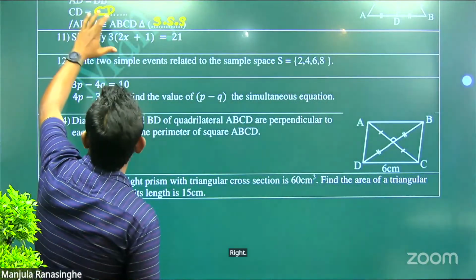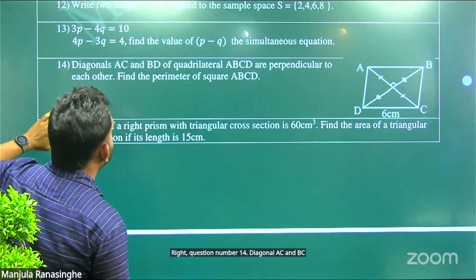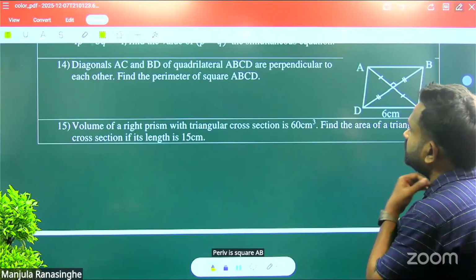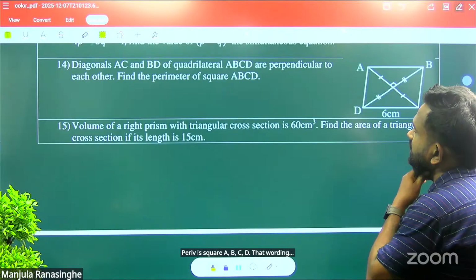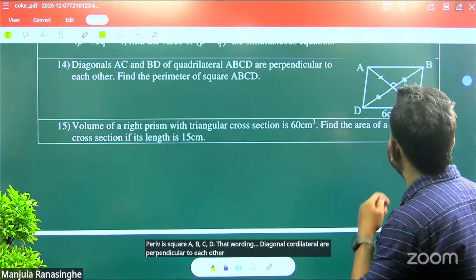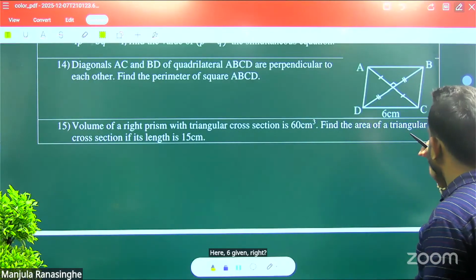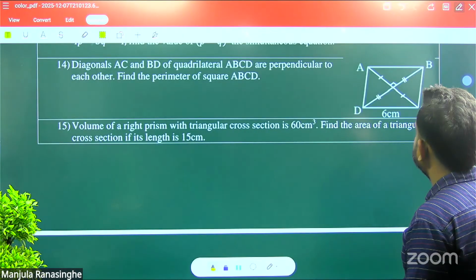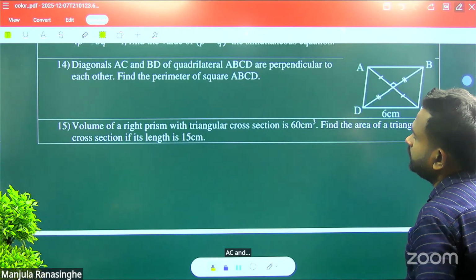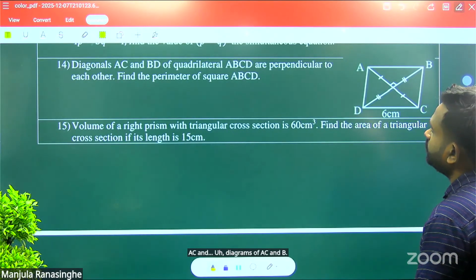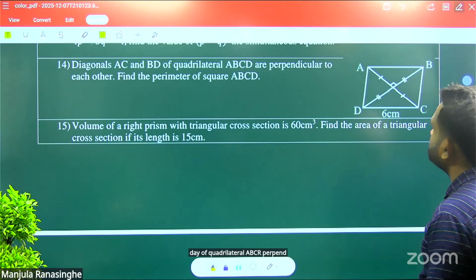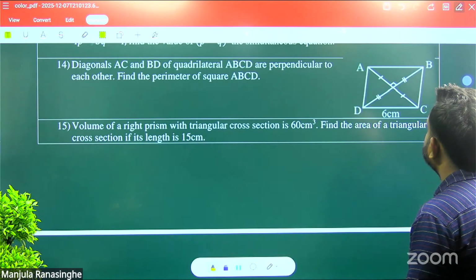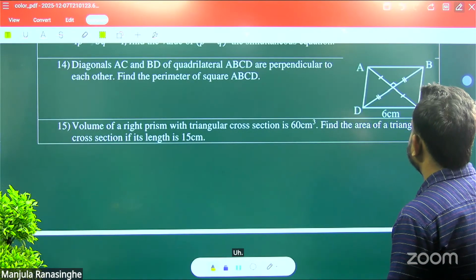Right, question number 14. Diagonals AC and BD of the quadrilateral are perpendicular to each other. Find the perimeter of square ABCD. Here 6 is given, right? They mentioned a square, not a rhombus, right?